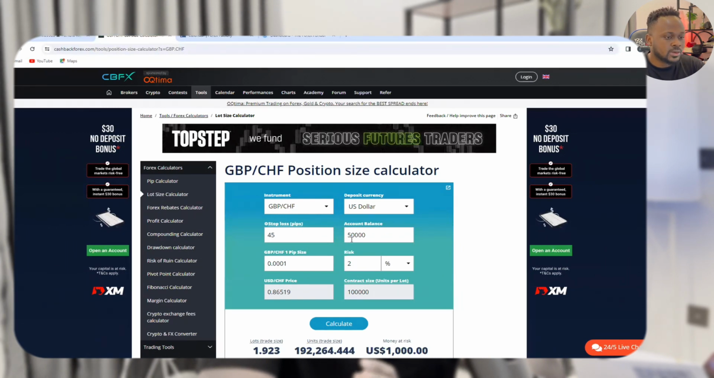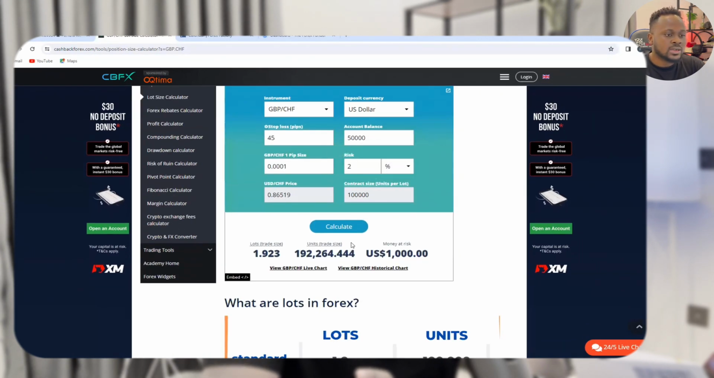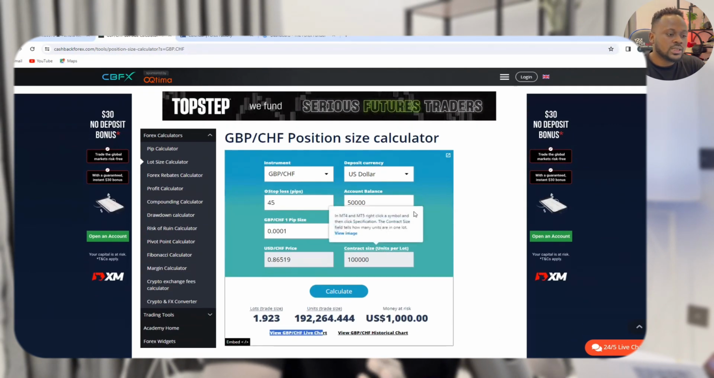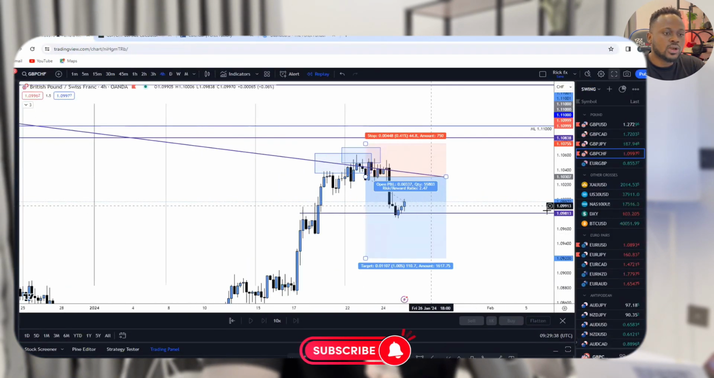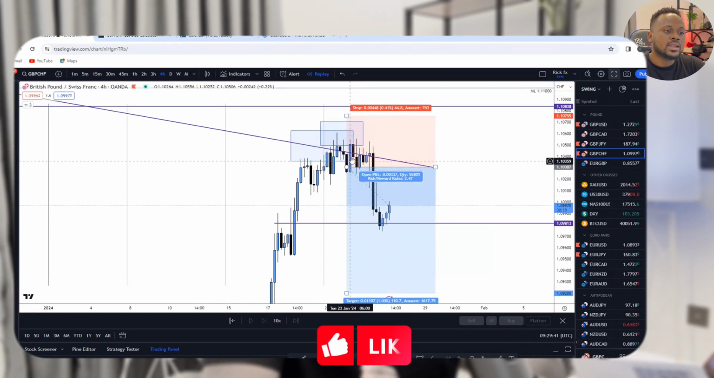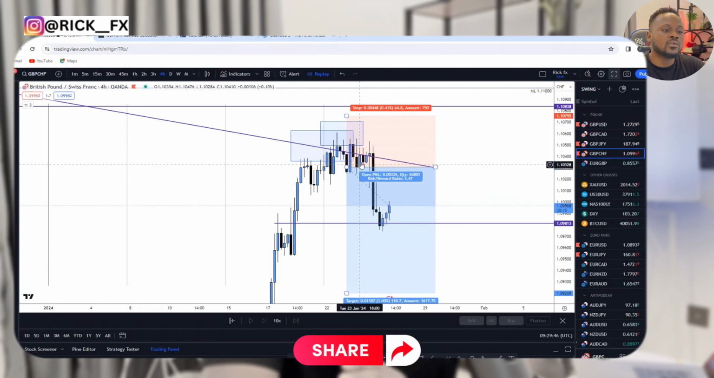It's a $50,000 account, and I was willing to risk just 2% of it. So when I was done and I hit calculate, I was supposed to use a 1.9 lot size if I'm going to lose just $1,000, right? 1.9 is not so far from 2 lots, and that is why I decided to use 2 standard lots on this particular trade. So I put this trade in here, and then as you can see, this is 4 hours, 8 hours, 16, 20, 24, over 24 hours.